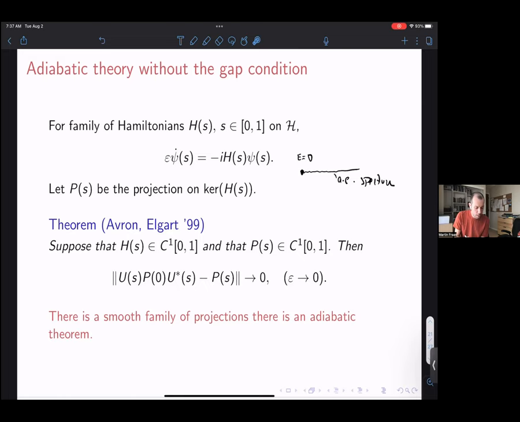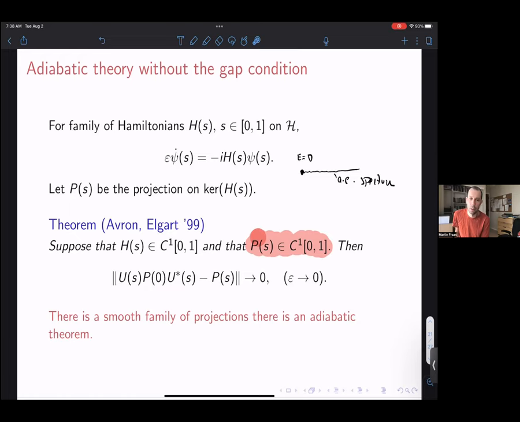And then the theorem says the following: suppose that this Hamiltonian is sufficiently smooth, at least C1. Now you need to assume that the projection is smooth. It doesn't come for free, because you don't have a gap. So now we need to follow the motto that we need a smooth family of projections, and we need to assume that the projection is C1. But then you have an adiabatic theorem. Then the time evolution of any vector that starts inside this projection will be inside this projection as the projection moves. The error is only small, only o(1), so it goes to zero. You can't give any bounds, so you can't say how fast it approaches zero; it can be arbitrarily slow depending on the setting.